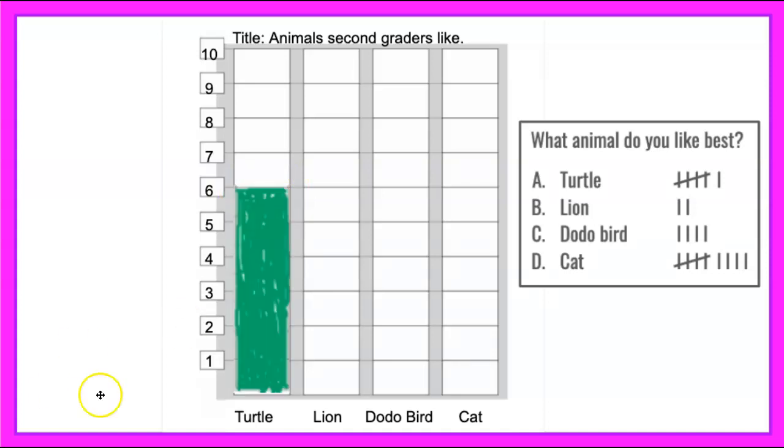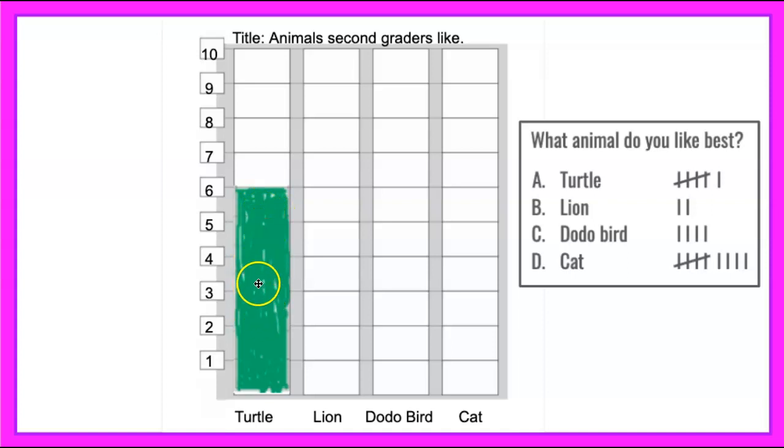Now, when you use the tools in Seesaw, do your best to start all the way at the bottom and go all the way up to the line. You don't want to go over because then we might be confused and think 7 students chose turtle. And you don't want to go under because then we won't really know if it's 5 or 6 students.